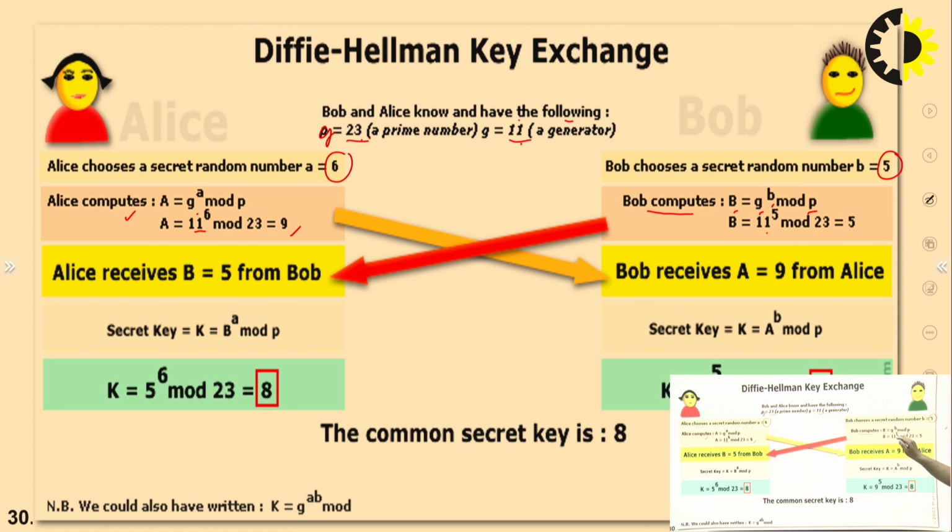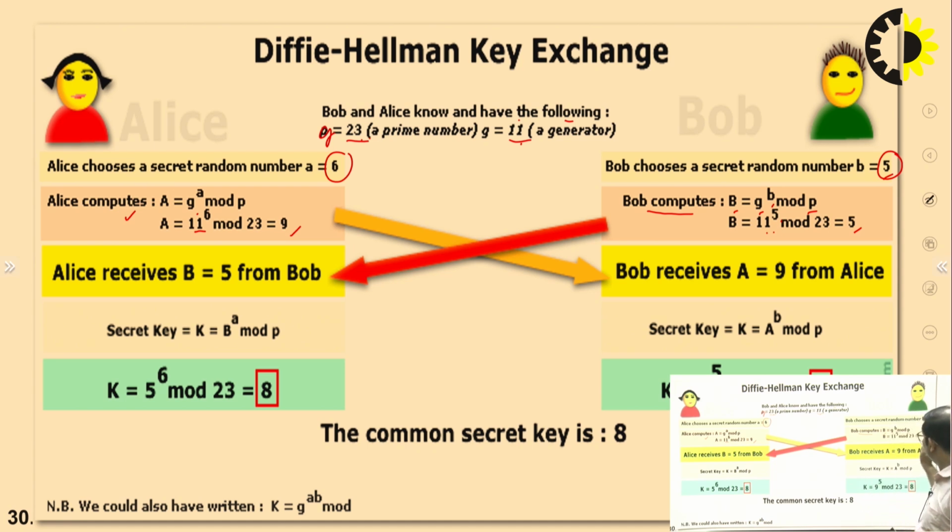G is 11, so 11 to the power 5. 5 is the number generated by Bob. So 11 to the power 5 mod 23. 23 is a prime number which is known to all. So the number is 5. 5 is an encrypted number generated by using some special formula.